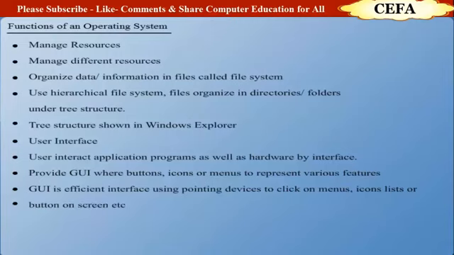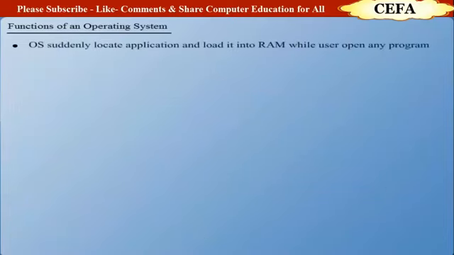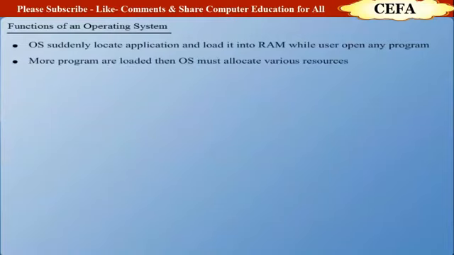Run applications. Most of the operating systems run two or more applications, programs at a time. As soon as a user opens any program, an operating system suddenly locates that application and loads it into RAM. If more programs are being loaded, then the operating system must allocate various computer resources.